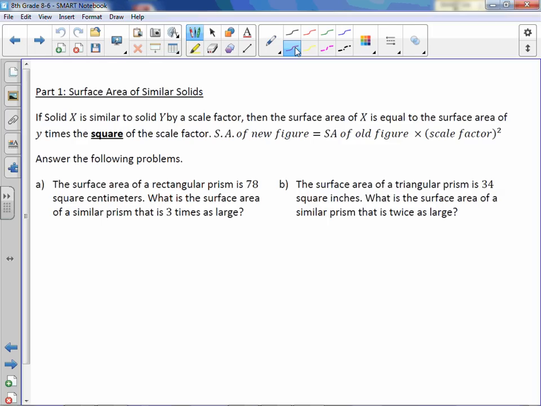The surface area of a rectangular prism is 78 square centimeters. What is the surface area of a similar prism that is 3 times as large? This 3 right here represents our scale factor, and this is our old surface area.